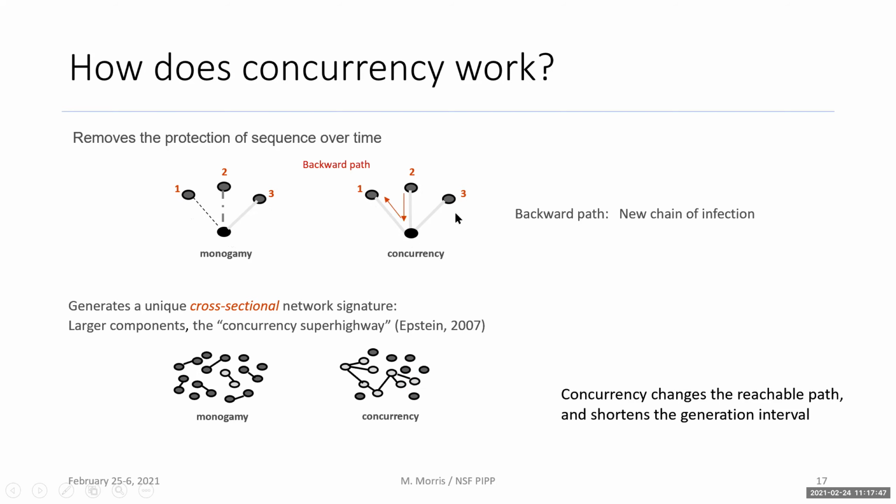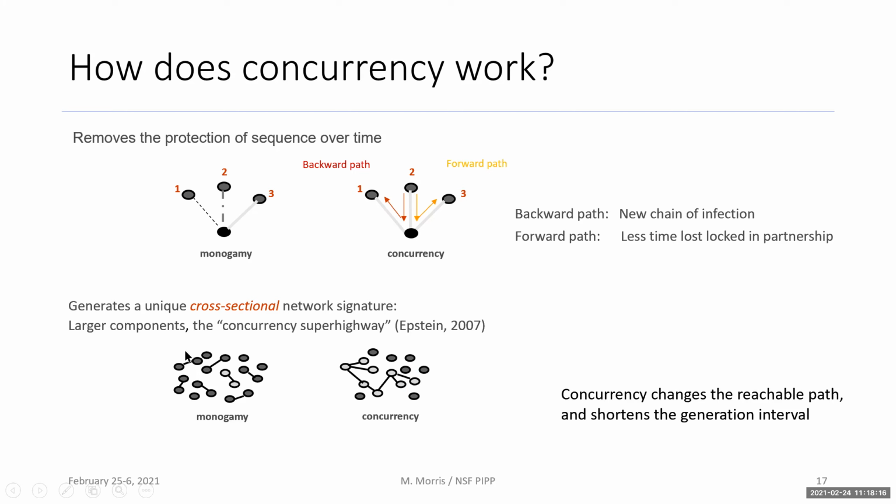So what that creates is this new backwards path. Your sequence, the fact that you got there first, does not protect you. It's a whole new chain of infection, not only to you, but then obviously to any other person that you have contact with after that. It also amplifies the spread, the forward path of infection. It increases the velocity of that because you don't have to wait for a partnership to end before the next one begins. And it ends up generating a unique cross-sectional network signature.